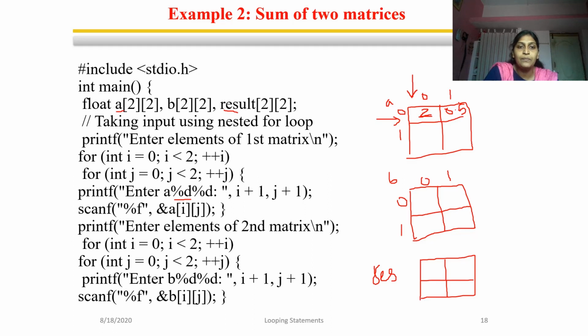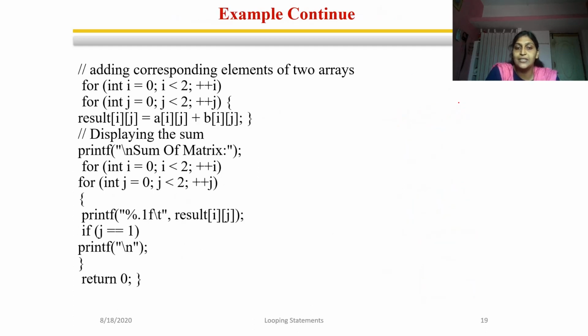So the first matrix is over. Same for the next, whatever values you want to type, it will repeat again and again. Why? Because we used a for looping statement. Same comparisons. Once the j fails, i starts incrementing by 1. So once i and j fail, it comes out of the loop and it will start getting the elements of the second matrix. So that is the B matrix.